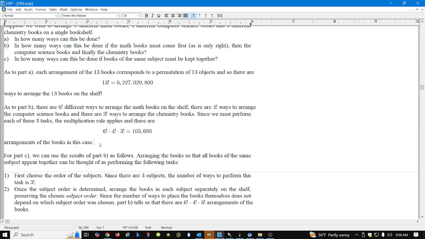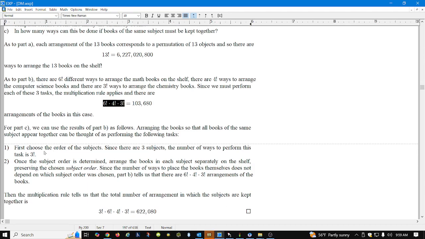Once that order is chosen, the problem reduces essentially to part B, with possibly and generally a different order of the three subjects. Fix the order of the subjects, then you will get these three numbers, and you'll take the product of these three, possibly in a different order, but what's the difference? Multiplication is commutative. So the first task, choose the order of the subjects. There are 3 factorial ways to do that.